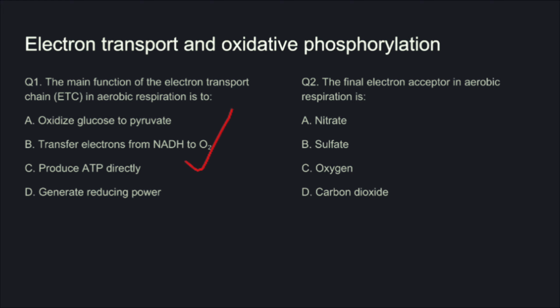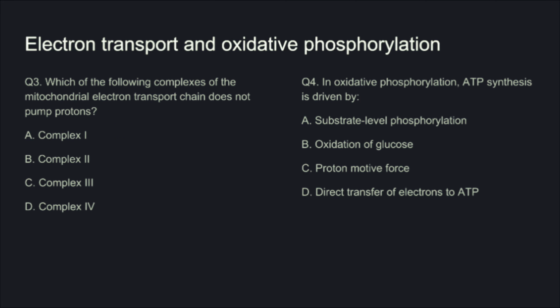Question number 2. The final electron acceptor in aerobic respiration is, your options are A. Nitrate, B. Sulfate, C. Oxygen, D. Carbon dioxide. The correct answer for this question is option C. Oxygen. In aerobic respiration, oxygen acts as a terminal electron acceptor and is reduced to water.